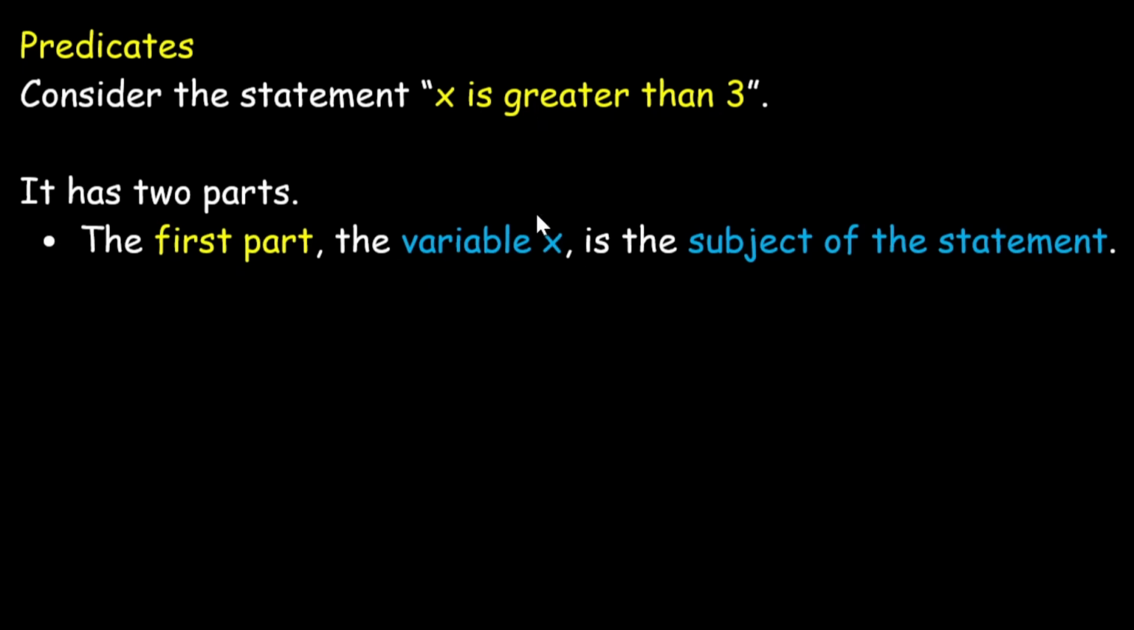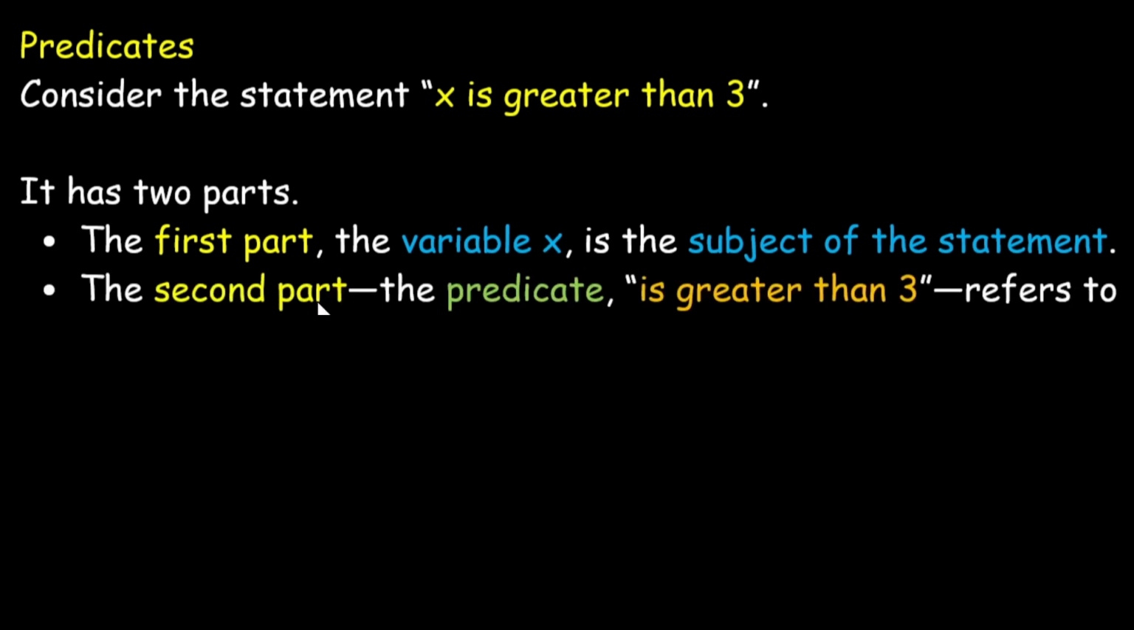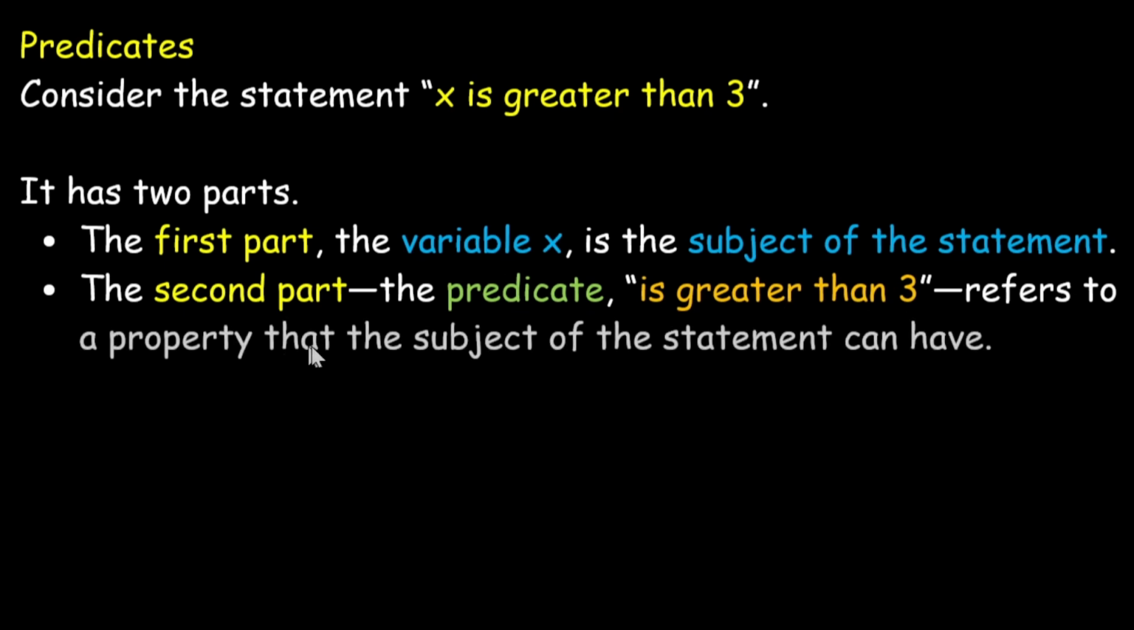In the statement, we have the variable x, that is the subject of the statement, and the second part is called a predicate, that is, is greater than 3. In this case, x is the variable, and is greater than 3 is called a predicate that represents the property of the subject of the statement.